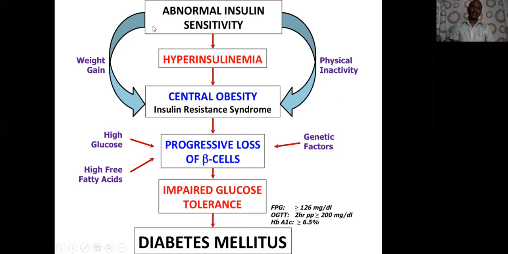So the diabetes mellitus progression, if you see, is: increased weight gain through physical inactivity, which causes central obesity. And then through genetic factors, or high glucose levels or free fatty acids, you have the progressive loss of beta cells, and then finally you will have diabetes mellitus. So this is how diabetes progresses.